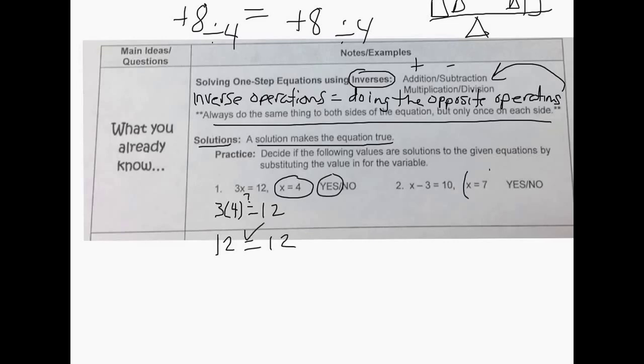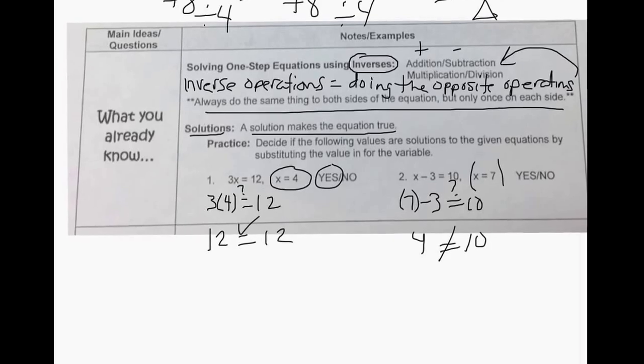Okay. Here we're going to put 7 in parentheses over here. So 7 minus 3 equals 10, and question mark. 7 minus 3, 7 take away 3 is 4. 4 does not equal 10, so this is a no.